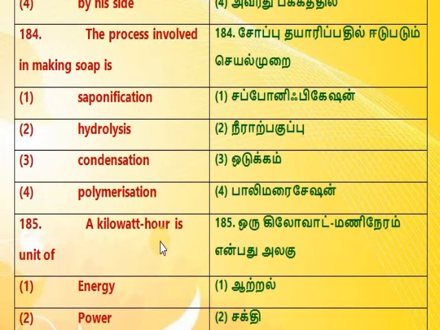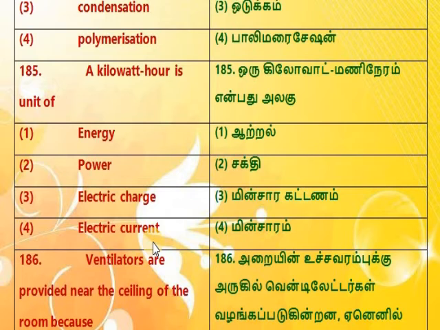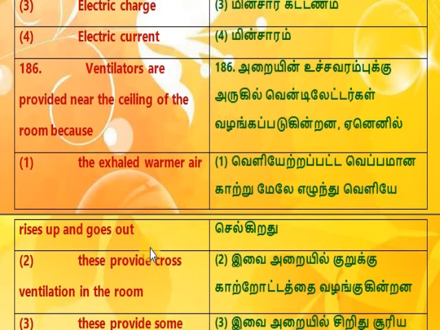184. The process involved in making soap is 1. Saponification. 2. Hydrolysis. 3. Condensation. 4. Polymerization. 185. A kilowatt-hour is unit of 1. Energy. 2. Power. 3. Electric charge. 4. Electric current.